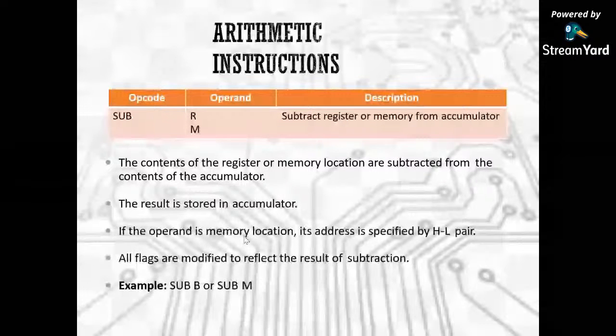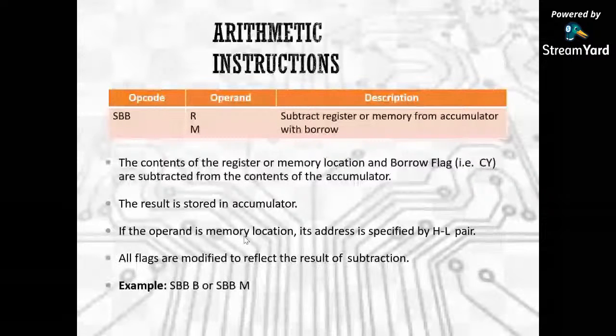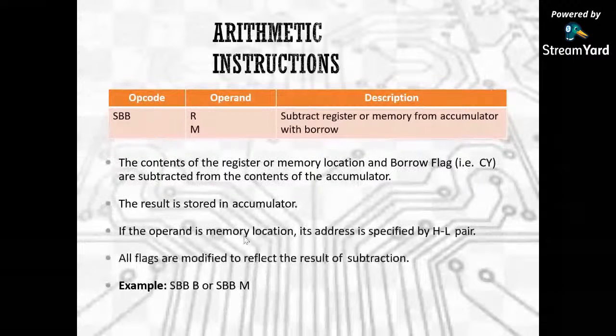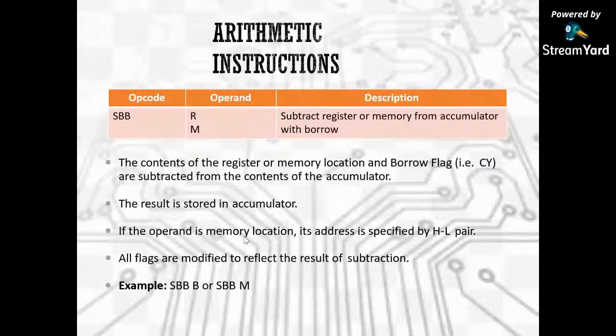SBB is the same, but it subtracts register or memory from the accumulator with borrow. So the borrow is saved in the carry flag, and the flag is used for the computation. For opcode SBB, it means that the content of the register or memory location and the borrow flag are subtracted from the contents of the accumulator. The result, of course, is stored in the accumulator.